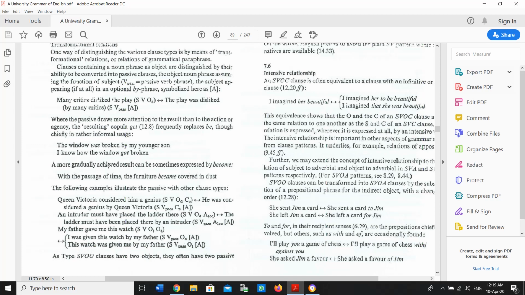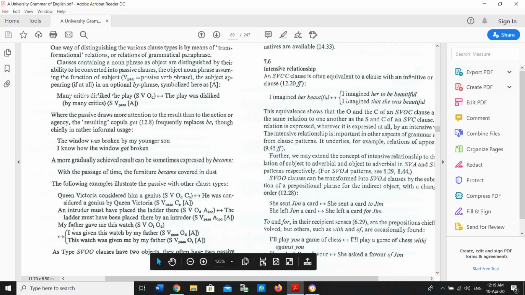هذه colloquial أو informal. A more gradually achieved result can be sometimes expressed by become, the same way as we use get. So we can say, with the passage of time, the furniture become covered in dust. Become covered. هسه أنا عندي مجموعة من الجمل اللي هي active and we are going to change it to the passive. Queen Victoria considered him a genius. A genius من هو؟ him.